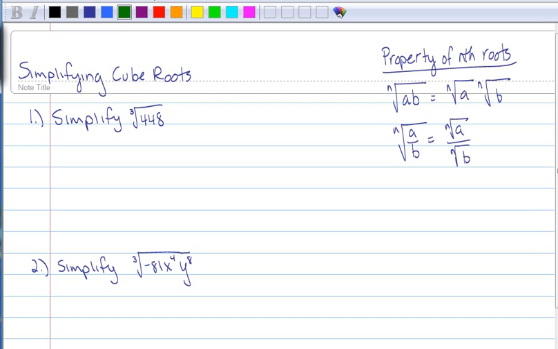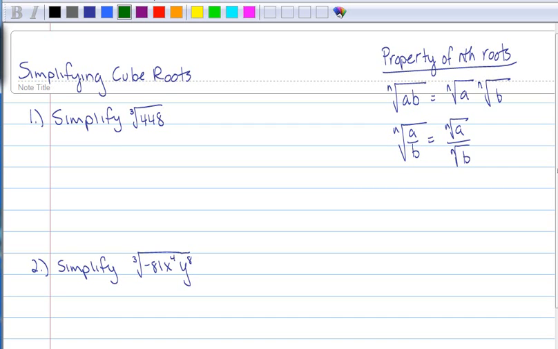We know the nth root of AB is equal to the nth root of A times the nth root of B. Anytime you have the multiple of two things, you can split it up for any nth root: square root, cube root, fourth root. The nth root of A over B is the nth root of A over the nth root of B. So you can do it for multiplication or division. By the way, it does not work for addition and subtraction.